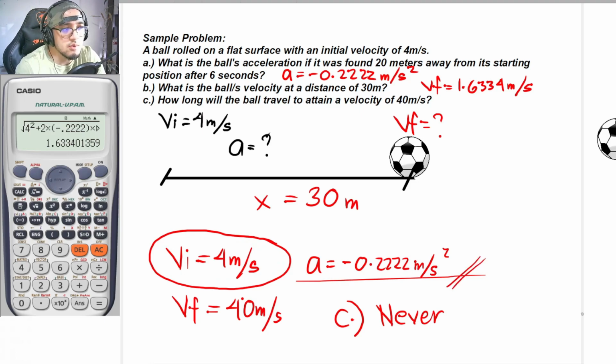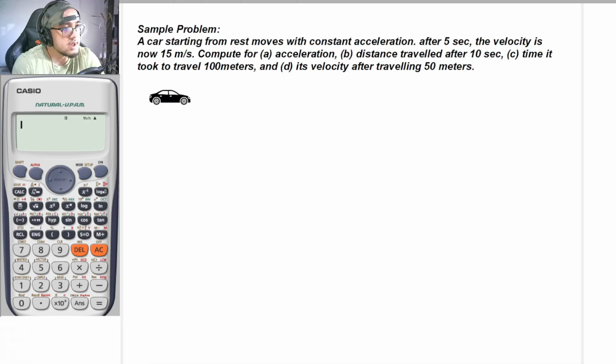Okay, so let us have another, rather easy example. In this problem, a car starting from rest moves with constant acceleration. After 5 seconds, the velocity is 15 meters per second. We would be computing for the acceleration, the distance traveled after 10 seconds, the time it took to travel 100 meters, and its velocity after traveling 50 meters.